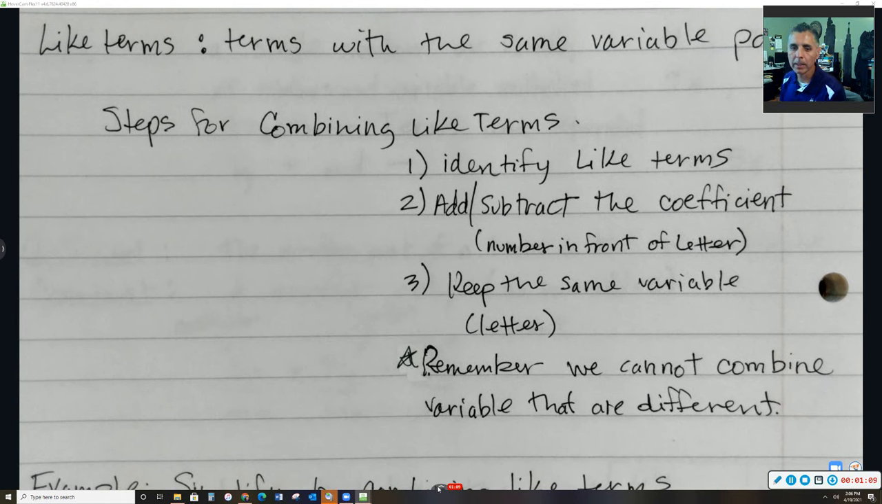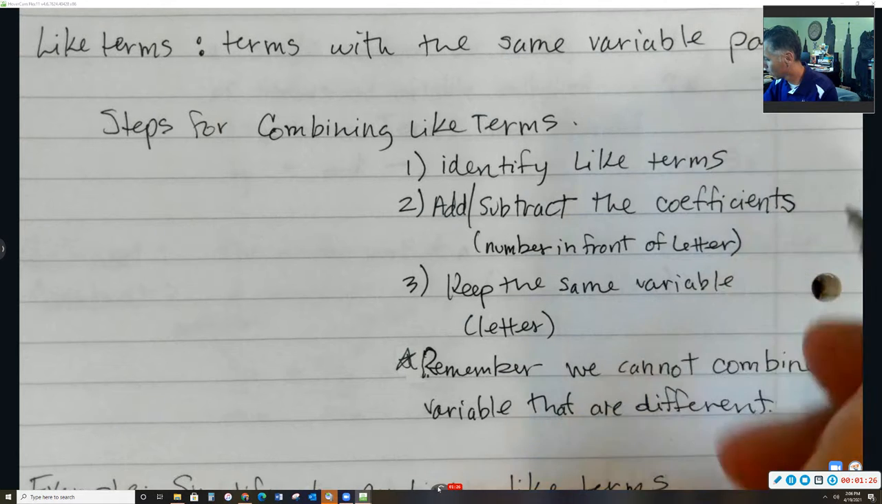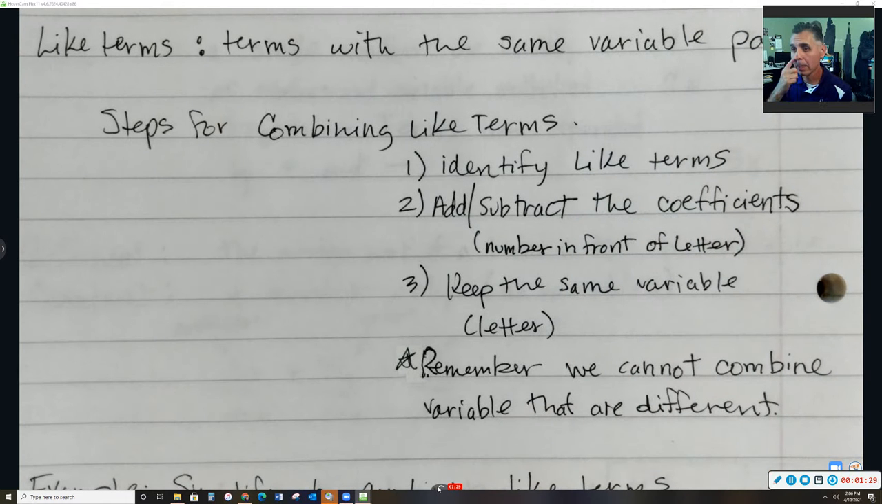The steps, there's not too many steps. The first thing you want to do is identify which terms are like terms. Then you either add or subtract the coefficients. I guess that should be plural. Right? You want to add or subtract the number that's in front of the letter. Add or subtract that. And then step 3 says just keep the same variable or keep the same letter. Okay?